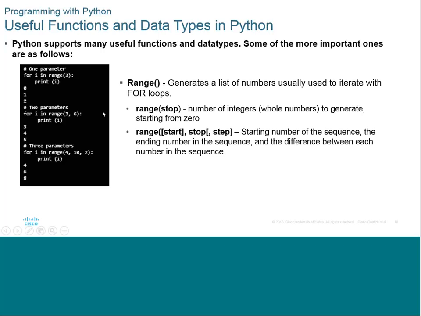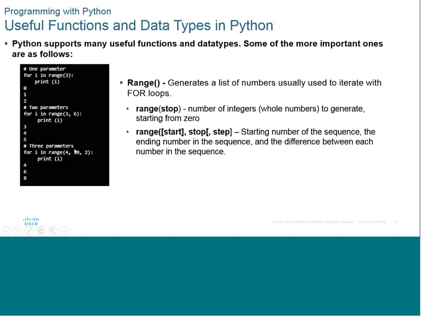Two parameters, as in range start and stop. For I in range 3 to 6, we are writing from 3 to 6. Here we have given the range from where it will start, from 3 to 6. So that's why it is 3, 4, and 5.